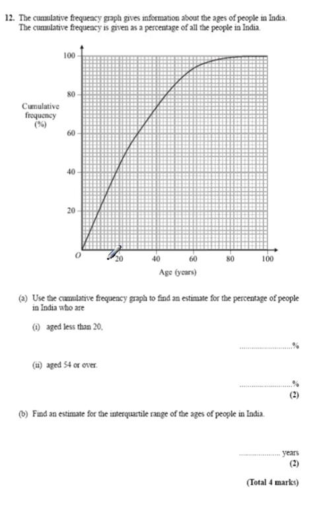Okay, here's a cumulative frequency graph question where the graph is actually already drawn for you, so you just need to read the stuff off it. So first question asks, use the cumulative frequency graph to find an estimate for the percentage of people in India who are aged less than 20. So we go to age 20, we go up, we go across.